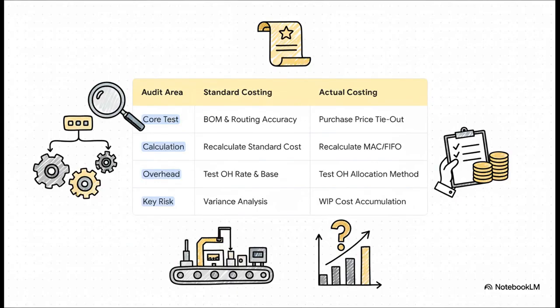So let's pull all of this together in a nice summary table. Think of this as your cheat sheet for any manufacturing audit. In a standard cost world, your core test is the BOM and routing accuracy, and your key risk is all about variance analysis. In an actual cost world, your core test is that purchase price tie-out, and your key risk is making sure WIP costs are accumulated correctly. If you keep these differences straight, you'll know exactly where to put your energy.